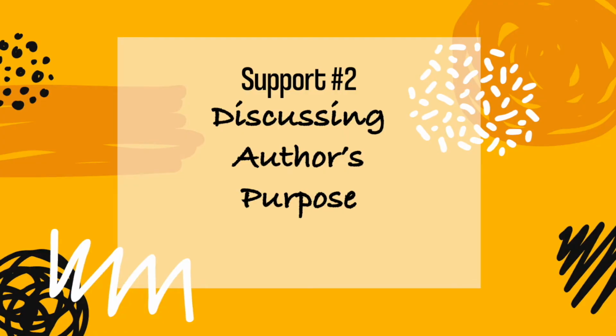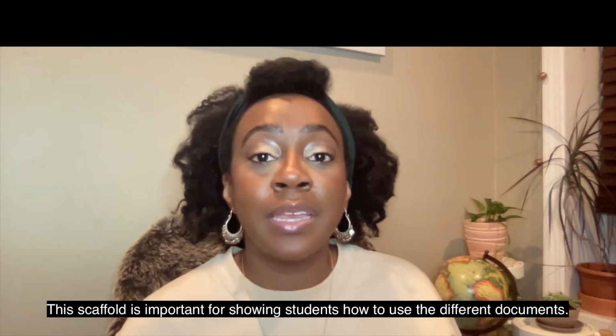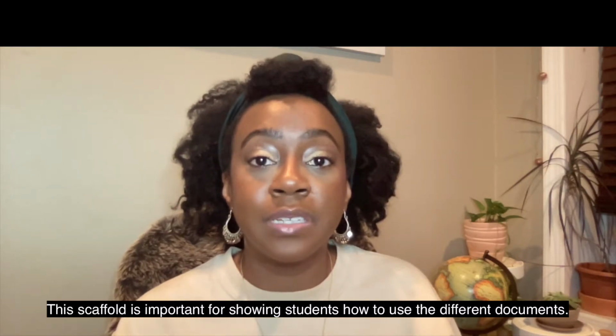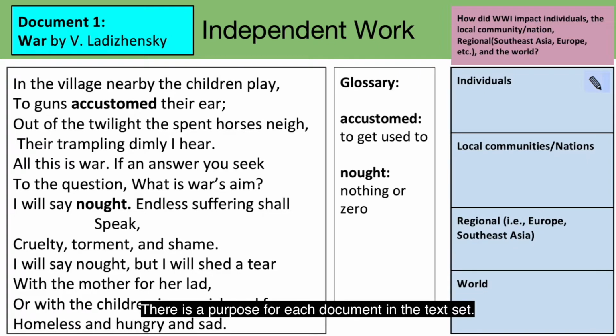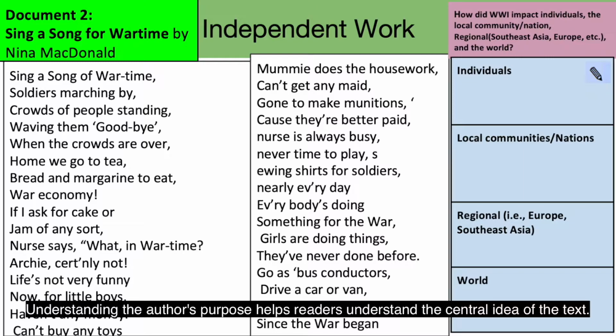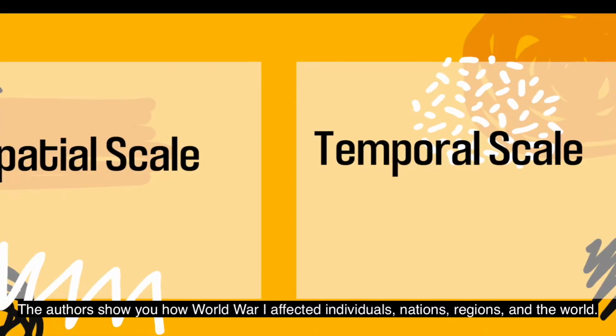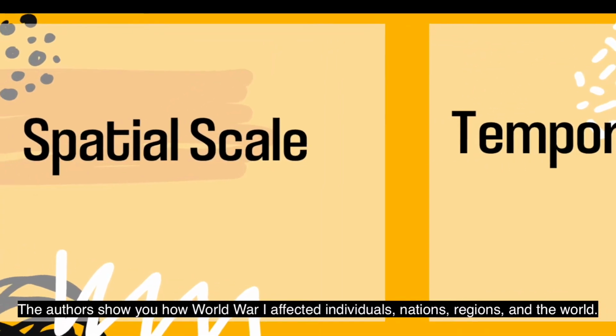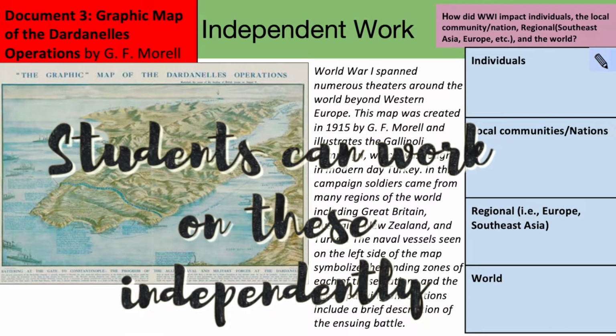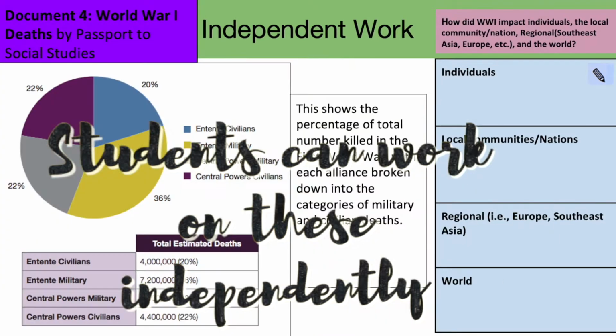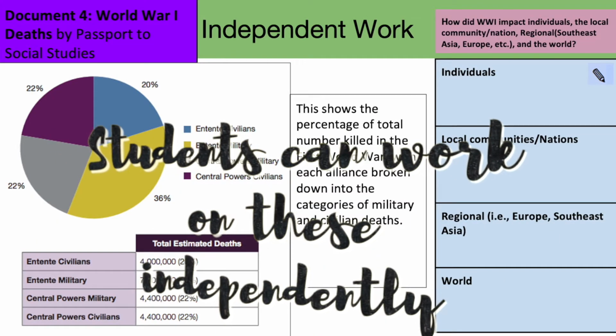Support number 2, discussing the author's purpose. This is key for students understanding how to use the different documents. There is a purpose for each document in the text set. Understanding the purpose helps readers understand the central idea of the text. The authors show you how World War I affected individuals, nations, regions, and the world. I didn't use all of them. I modeled with some, and there are enough left for students to practice on their own.